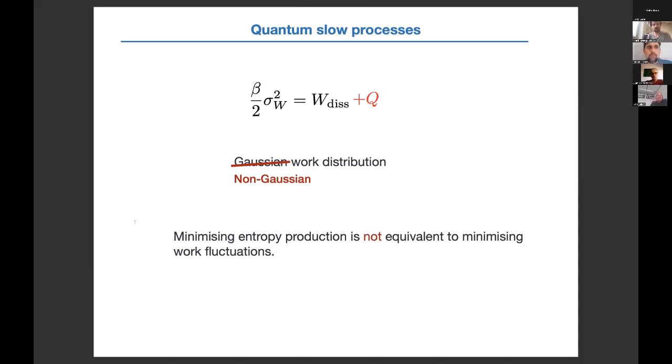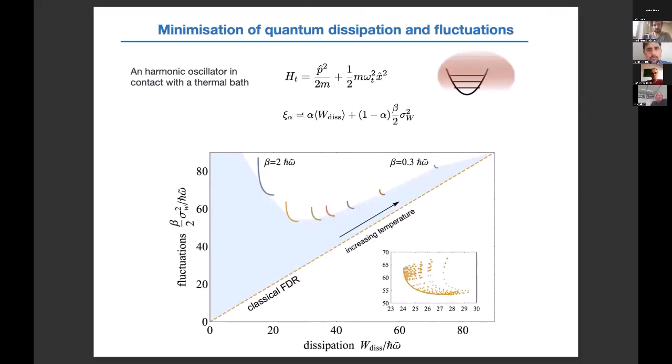Another consequence, and this is what I wanted to discuss here, is that now minimizing entropy production is no longer equivalent to minimizing work fluctuations. Before, by minimizing dissipation, we could use the same tools, the same metric, and all this geometric approach to also minimize the fluctuations. But this is no longer true here. What we showed is that you can also build a thermodynamic metric for the quantum work fluctuations. For example, you can express some figure of merit that is a combination of dissipation and fluctuations, and we can build a thermodynamic metric for every value of alpha.